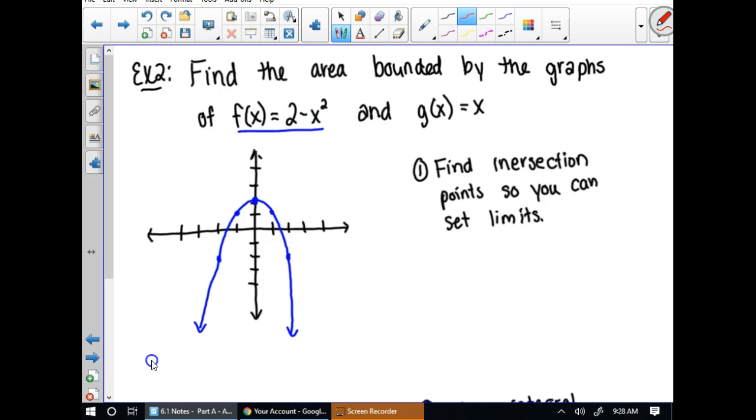g of x equals x, that's just the line that has a slope of 1. And you'll see that it very nicely intersects that quadratic at 2 places perfectly on grid lines. If it's calculator inactive, it probably will. If it's calculator active, it may not. You may have to graph those and find that on your calculator. So we are looking for the area between those two curves, which is going to be this area right here.